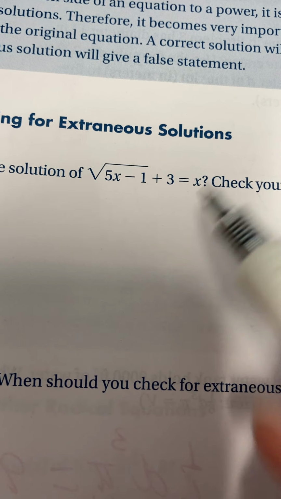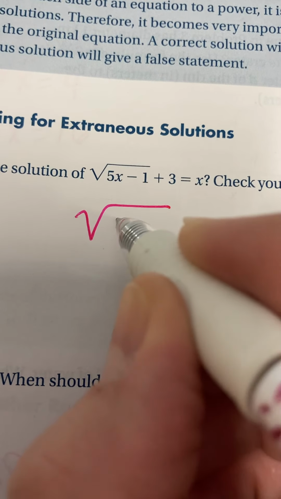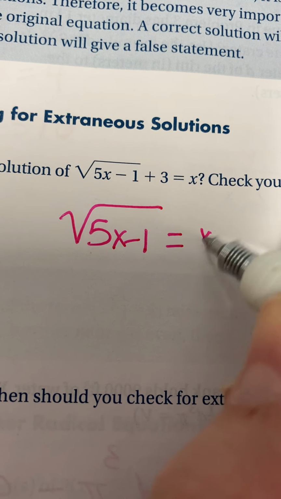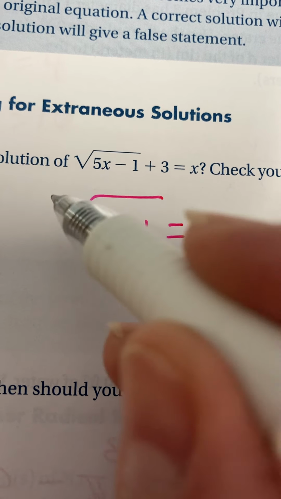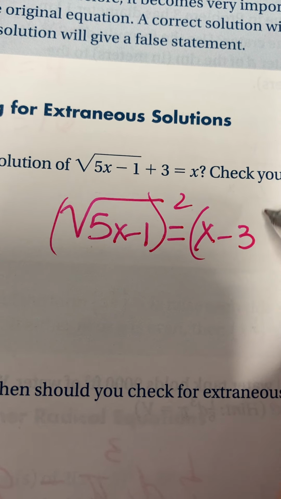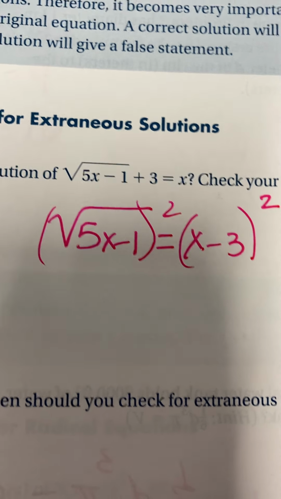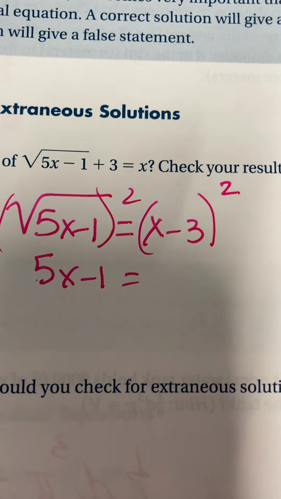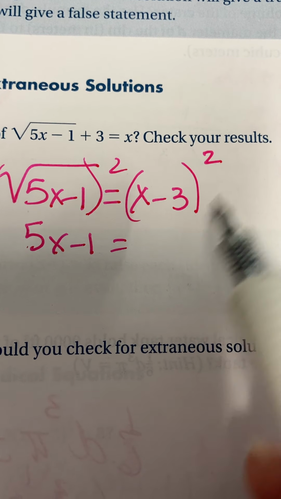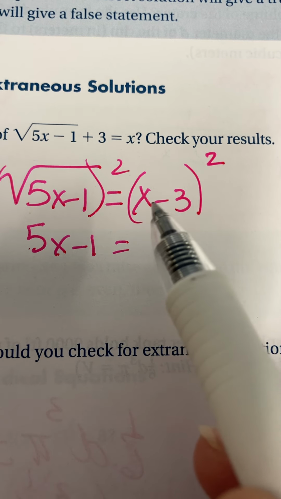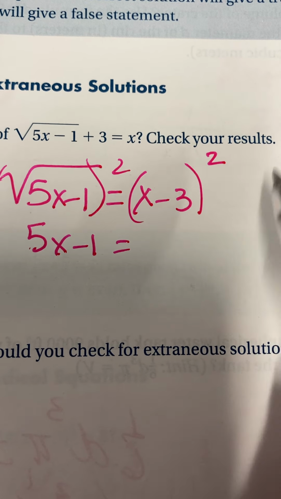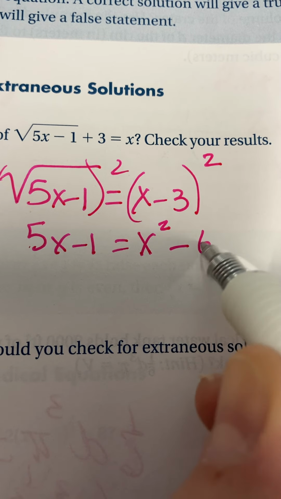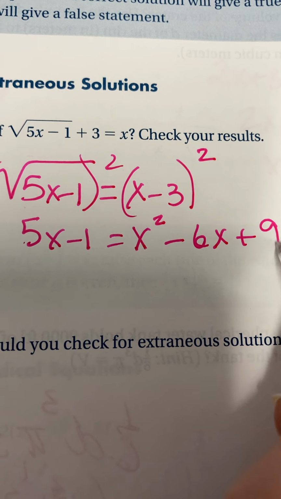So let's go ahead and subtract that 3 over. So we get x minus 3 over here. Now to get that, we need to square it. And you square this side, okay? So I know on this side, I'm going to get 5x minus 1. Now over here, because it now is a binomial being squared, you need to write it out twice and FOIL it. And if you FOIL this out, you're going to get x squared minus 6x plus 9.